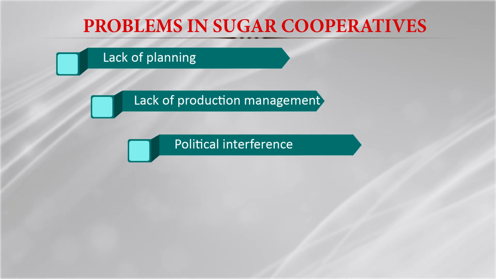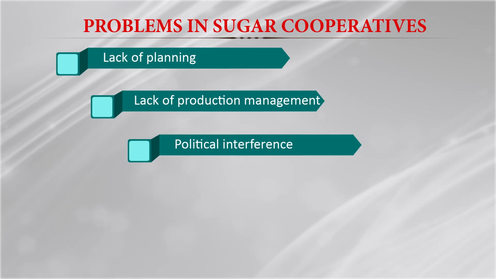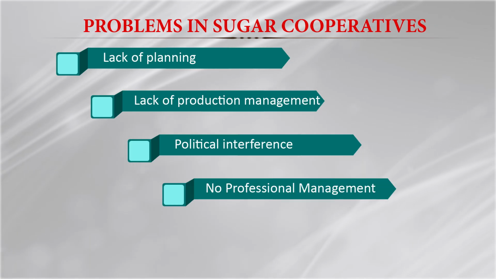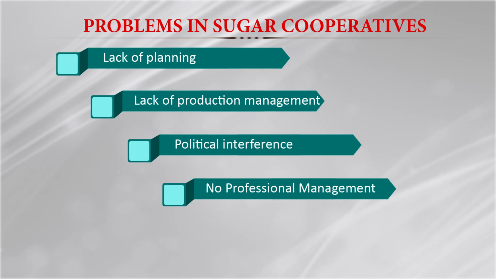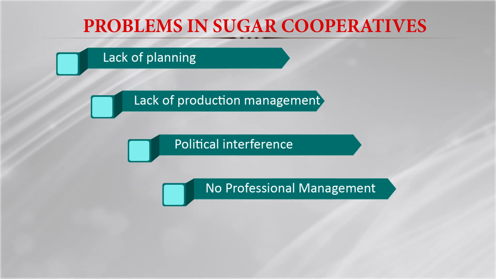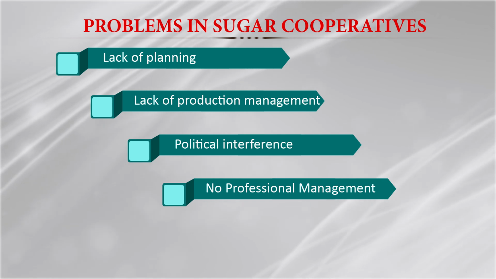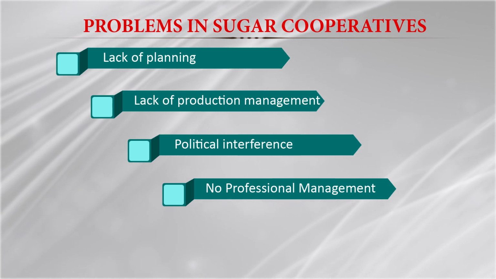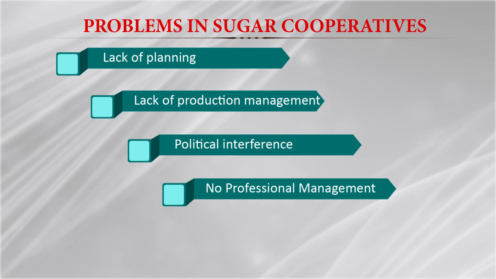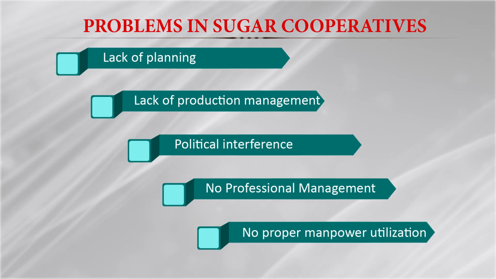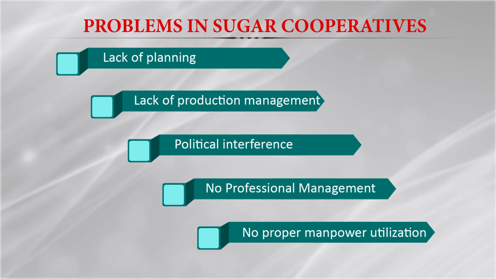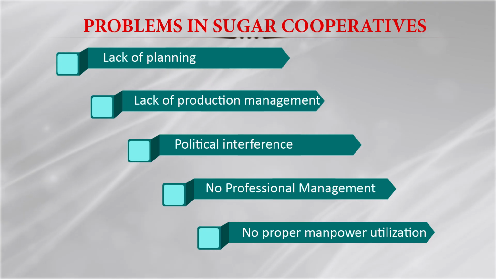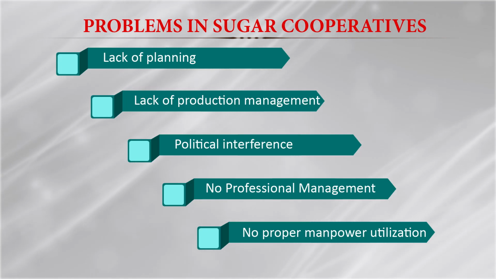So sometimes they are not able to take proper decisions in a timely manner, and there is no professional management, because they are not fully trained, or they are not professionals, we can say. They are basically people from rural backgrounds and are not fully literate, so professional management needs to be there in the cooperative society. Then there is no proper manpower utilization also. Sometimes we have seen more employment, more recruitment in the cooperative society than the requirement, so that is another problem.